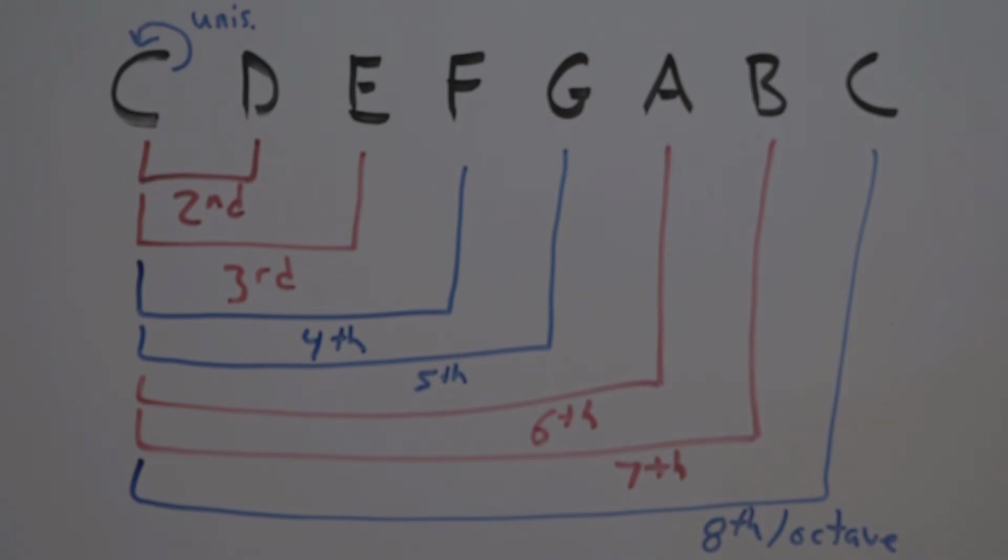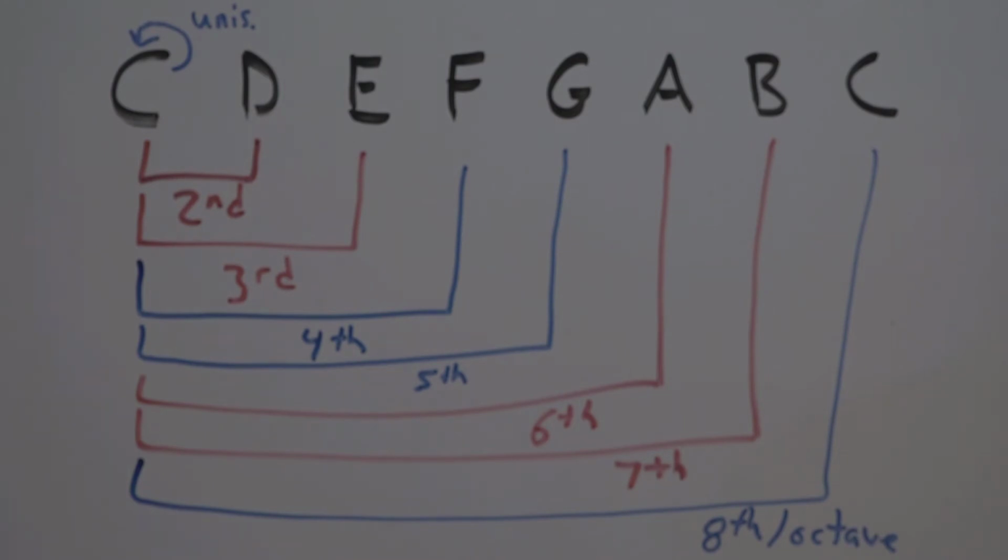So those are all the interval sizes. And notice there are 2 colors up there. There's red and there's blue. It's because that is setting up our next topic of interval quality. That unison, fourth, fifth, and octave will be treated differently than seconds, thirds, sixths, and sevenths. But we'll wait for that a little bit.